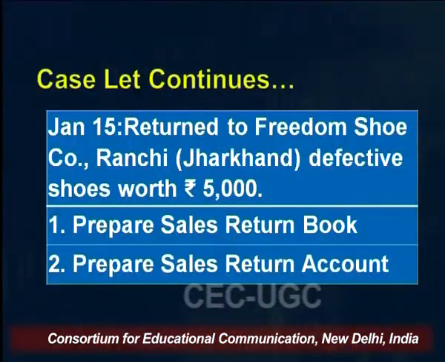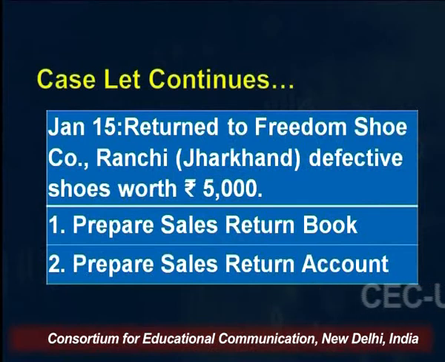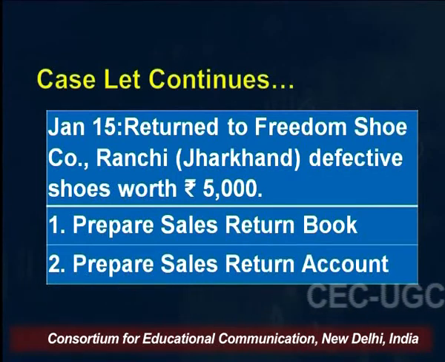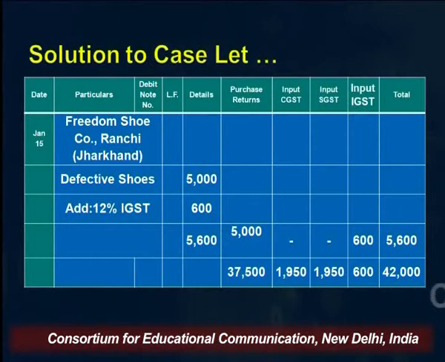Now I will talk about the last transaction, which happened on January 15th. It says we returned to Freedom Shoe Company, Ranchi, based in Jharkhand, goods worth 5,000 because they were defective. There is no trade discount being given in this case, right? So how do we deal with this? In such a situation, if we have no trade discount, our taxation would be charged on the gross value. Here the gross value and the net value become the same amount, right?